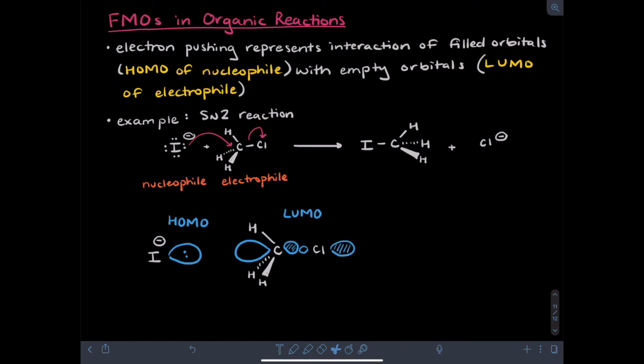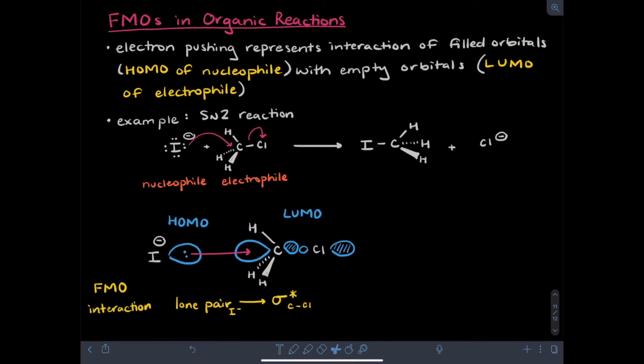So this is where what I think is the coolest thing about frontier molecular orbital theory comes in. Imagine you didn't know anything about the SN2 reaction, and you wanted to pick where the iodide nucleophile is going to attack. What you want to do is locate the largest lobe of your LUMO. This would be the lobe on the backside of the carbon, and this is where your nucleophile is going to attack.